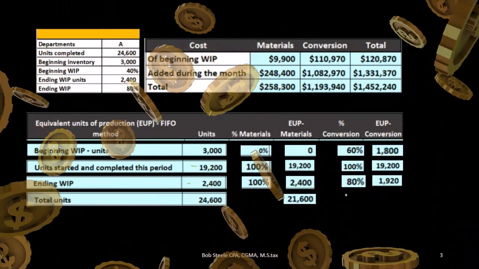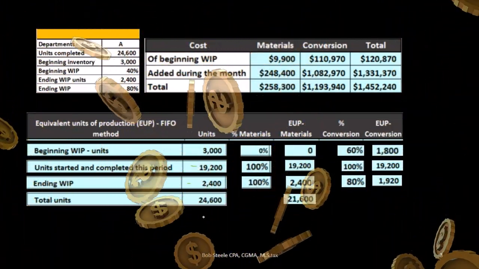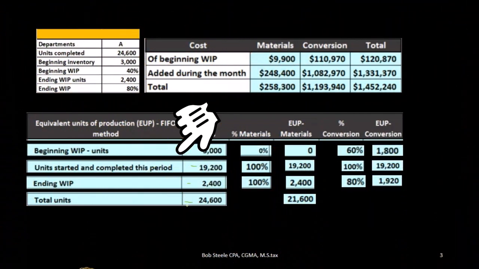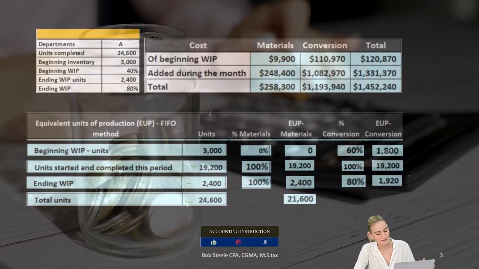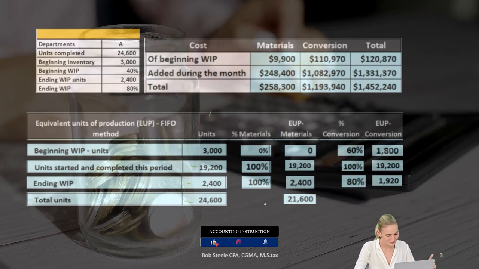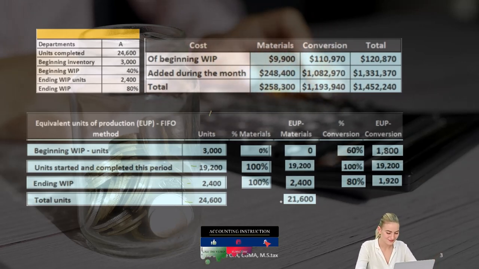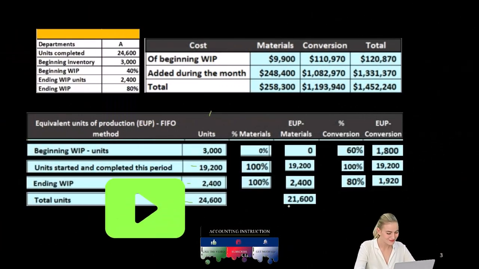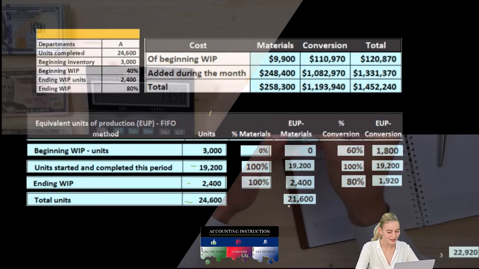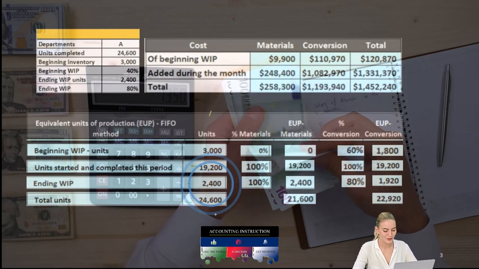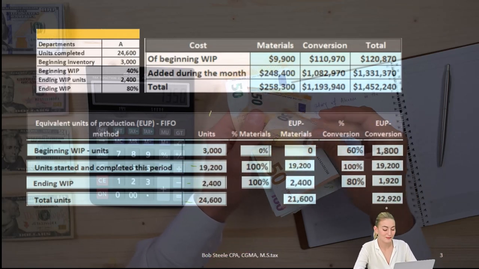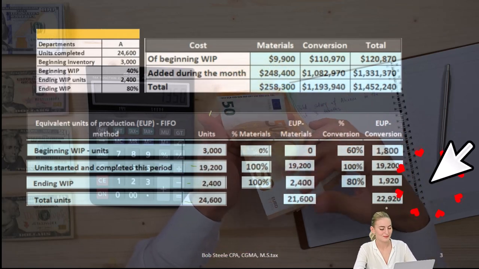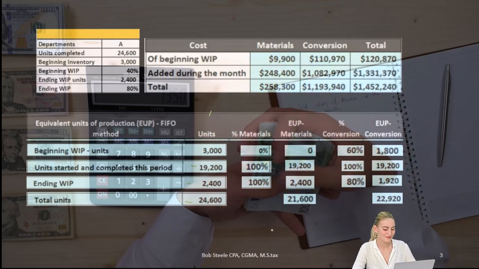Then if we were to add these up, we would say this is the total units we're talking about, 24,600, but some of those are not complete. How complete are they in terms of direct materials? Well, instead of the 24,600, we only have the 21,600 equivalent units, always being less than the total. And then we could say, well, of the 24,600 total units we are accounting for, we only have 22,920 in terms of equivalent units for the conversion costs.